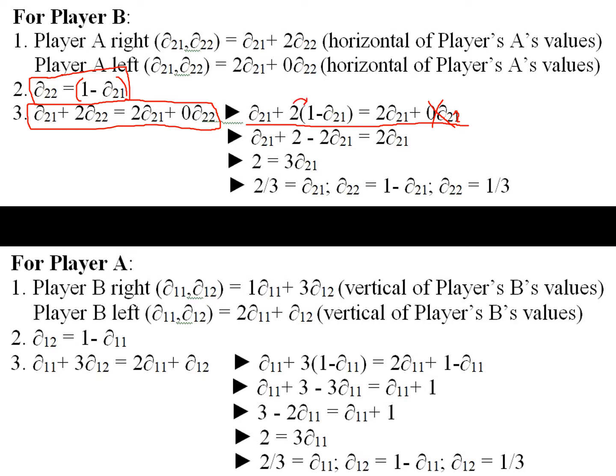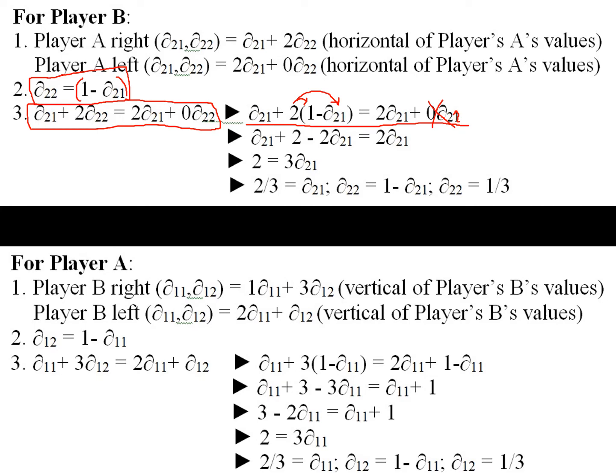The 0 is simply going to get canceled out, because 0 times anything is equal to 0. And we distribute the 2 into the brackets, we multiply in, and so we're going to get theta 2,1 plus 2 minus 2 theta 2,1 is equal to 2 theta 2,1. And if we work this out algebraically by adding and subtracting values on both sides, recall high school, we're going to end up with 2 is equal to 3 theta 2,1. And then we divide both sides by 3, and we're going to end up with 2/3 is equal to theta 2,1.